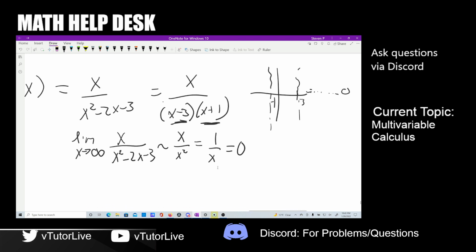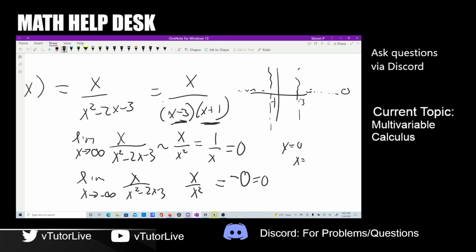And as it turns out, the other horizontal asymptote is also 0 for almost exactly the same reason. When you have x over x squared minus 2x minus 3, this basically becomes x over x squared. And as x goes to negative infinity, it sort of becomes -0, right? But -0 is also just 0. See what I mean? So for this problem, I would say y is equal to 0 and x is equal to -1 and 3 are going to be our asymptotes.